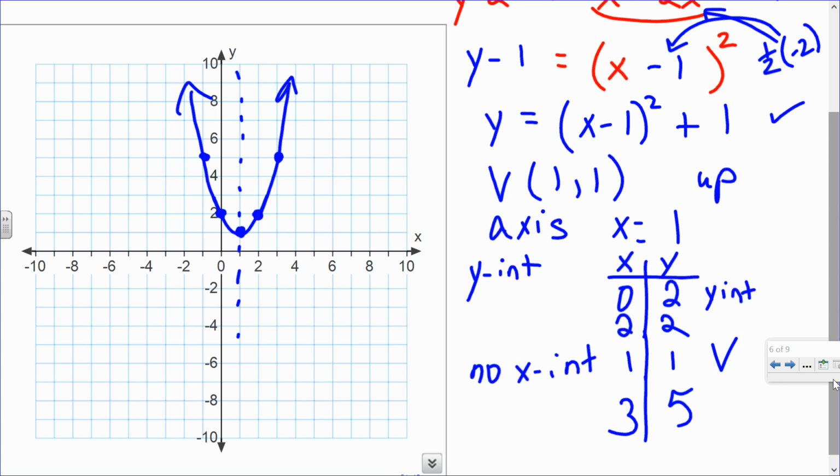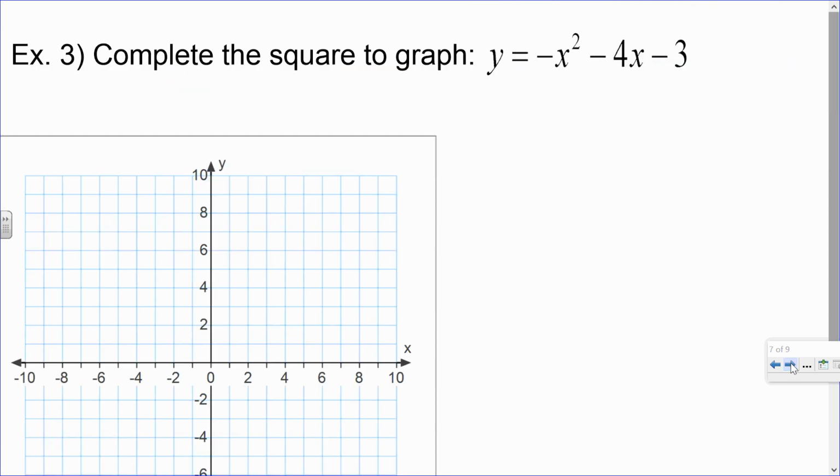Okay, I want to do one last completing the square because there's another trick that you have to worry about sometimes. If it does not start with 1x squared, if it starts with -1x squared, or 2x squared, or -5x squared, or a half x squared, there's an extra step that you're going to have to do as you complete the square. And some things you're going to have to really be careful about and think about.